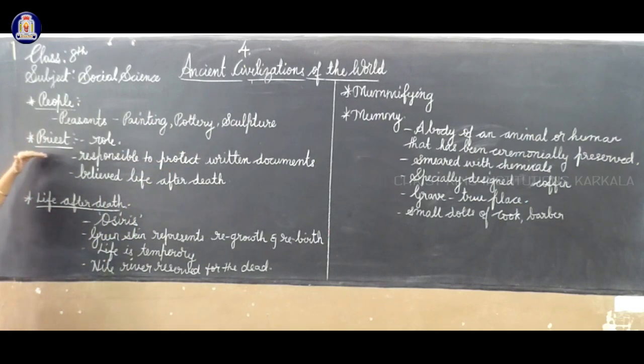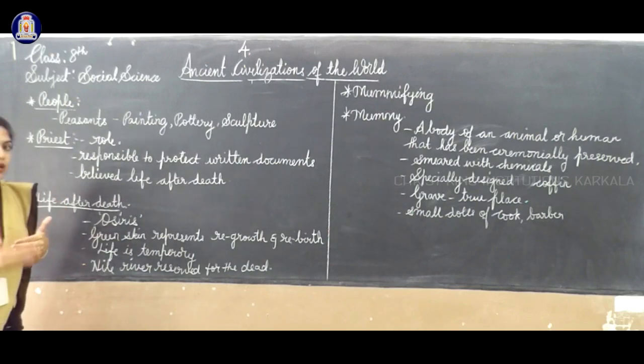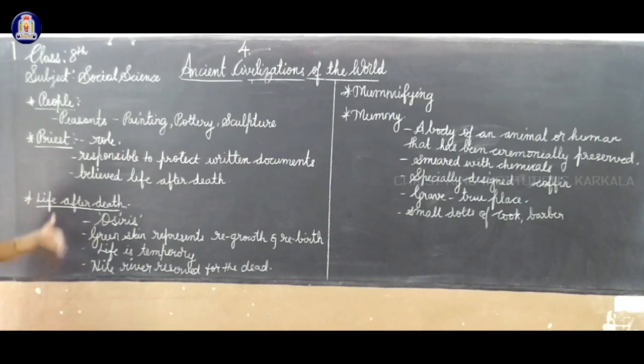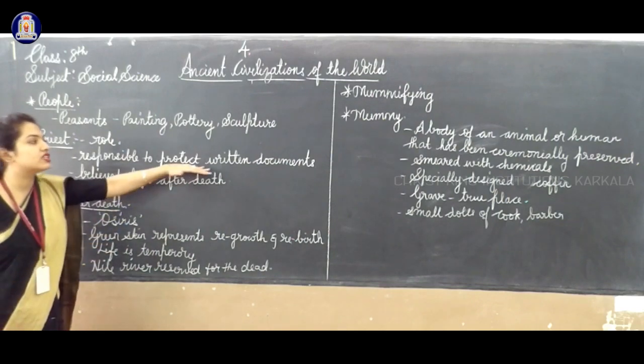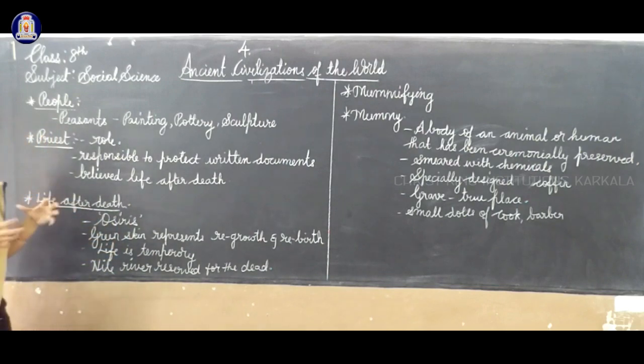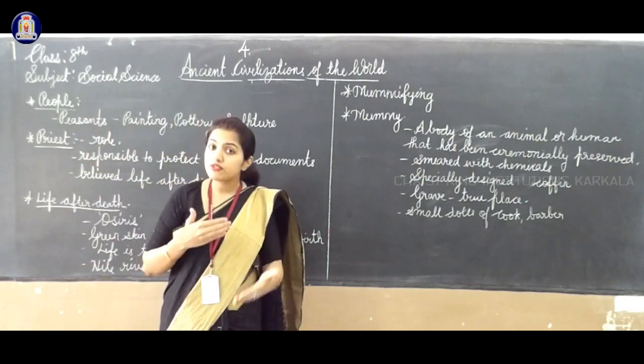Now let's learn about the priest of Egyptian civilization. What was the priest's role? He used to interpret nature, and his main work was to explain about it. And the most important work of this priest was that he was responsible to protect or preserve the written documents of those times. They believed in life after death. The priests believed that there was life after death.